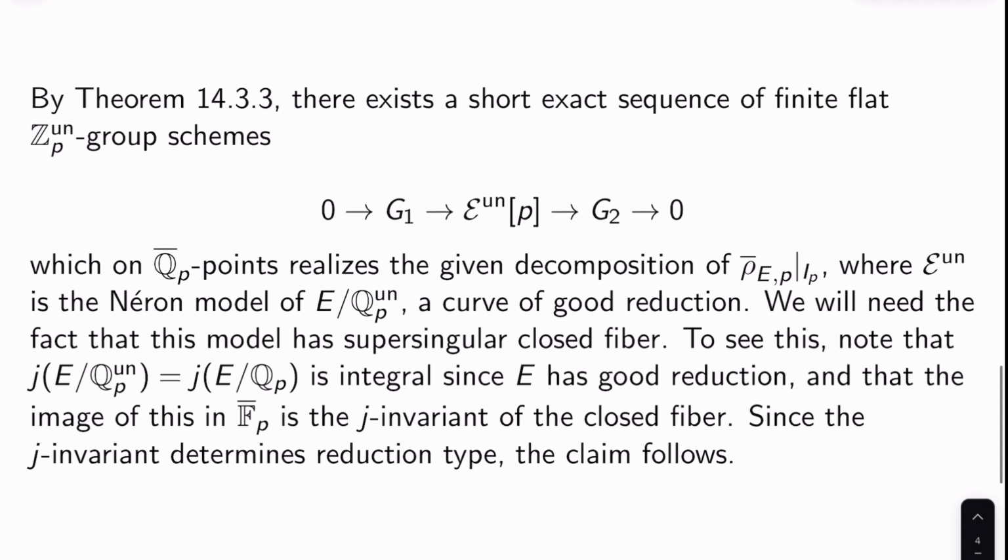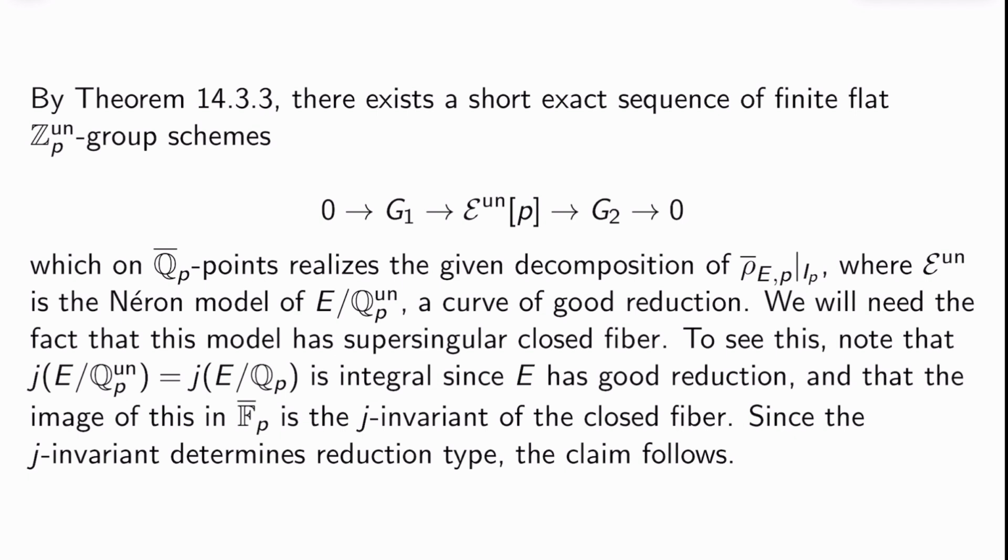Okay, so we have the short exact sequence here. Now by Theorem 14.3.3, from that exact sequence, you can make another short exact sequence of finite flat Z_p^un group schemes, 0 to G_1 to cal E^un[p] to G_2 to 0, which on Q_p bar points realizes the given decomposition of rho bar_{E,p} restricted to I_p. What is this cal E^un here? It's the Néron model of E over Q_p^un, which is a curve of good reduction. This is the maximal unramified extension of Q_p. We will need the fact that this model has supersingular closed fiber.